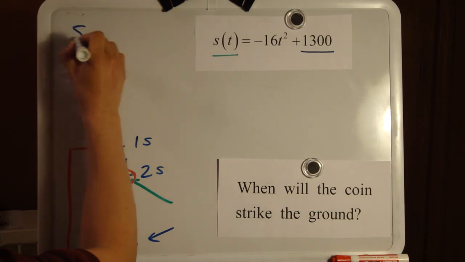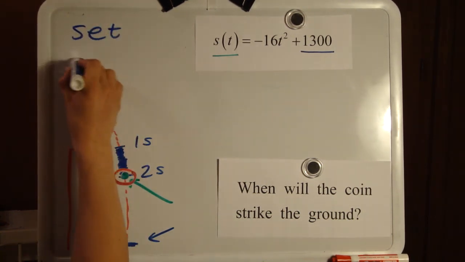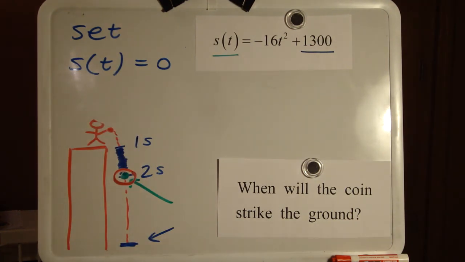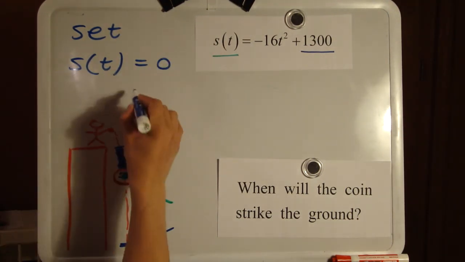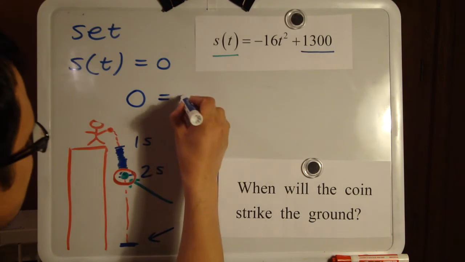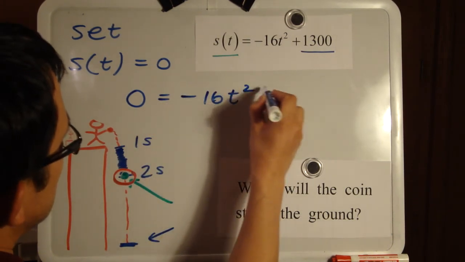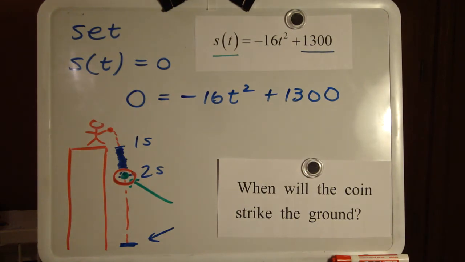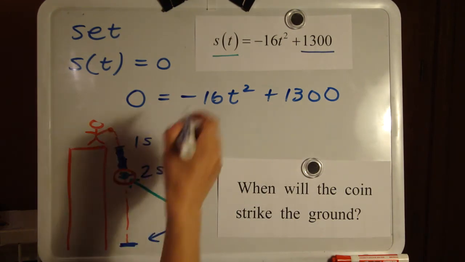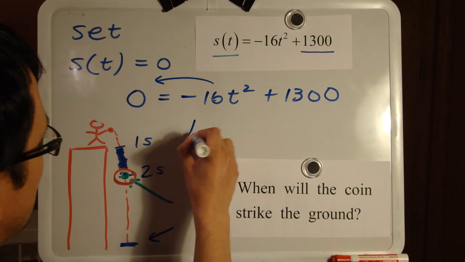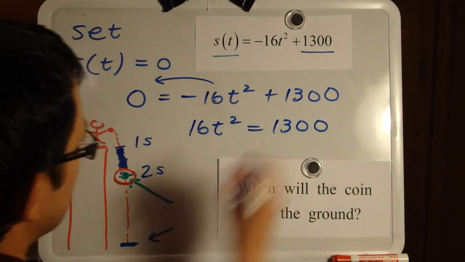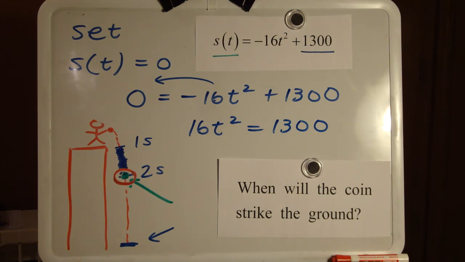So the simplest way to go about doing this is to simply set s of t equal to 0, and then solve for the time moment. So we're going to put a 0 right in there. So 0 equals negative 16t squared plus 1300. And then from this point, you can just solve for t. So I would bring this over to the left. And this should answer the question for us.